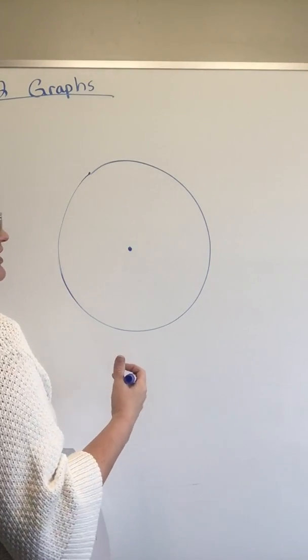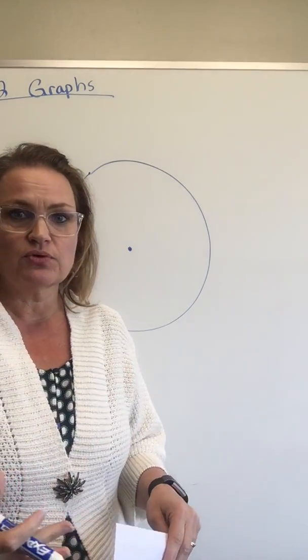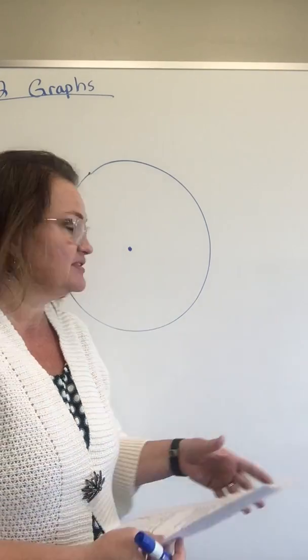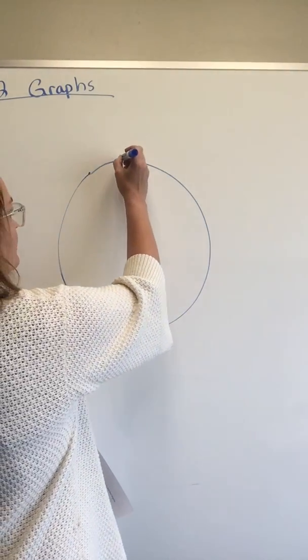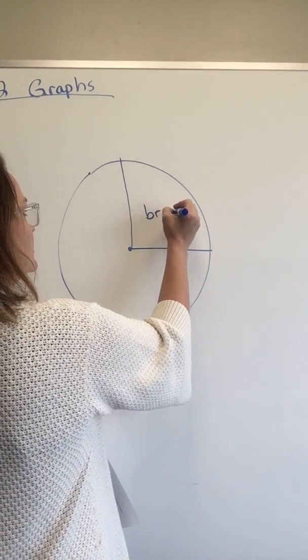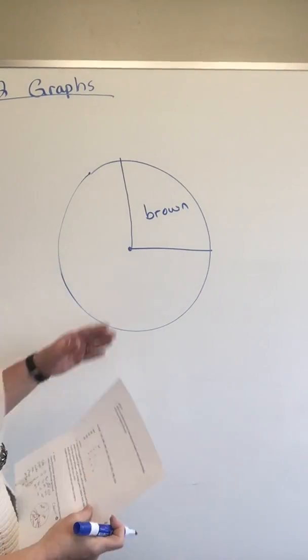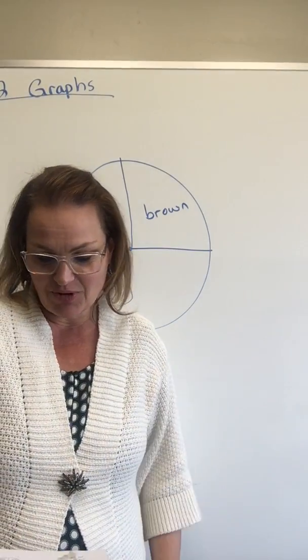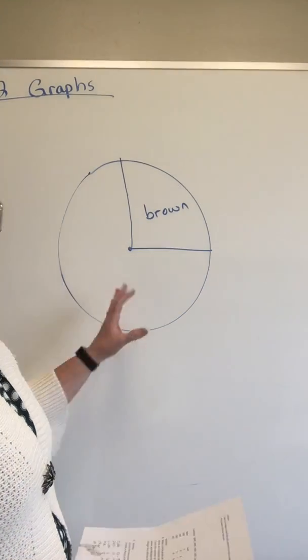So you figure out what proportion of your data is brown, for example, and then you make a piece of this. Say if a quarter of the M&Ms were brown, you would draw in a fourth of the circle, which would be 90 degrees, and we could use some of our cool math tools and actually use a protractor and a compass and draw these in.